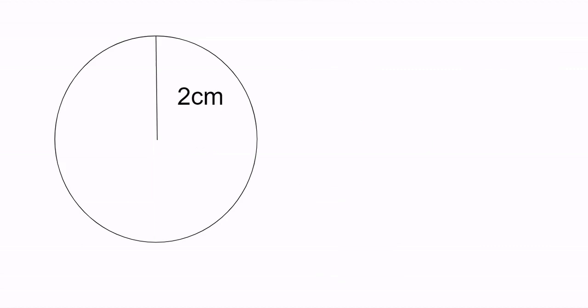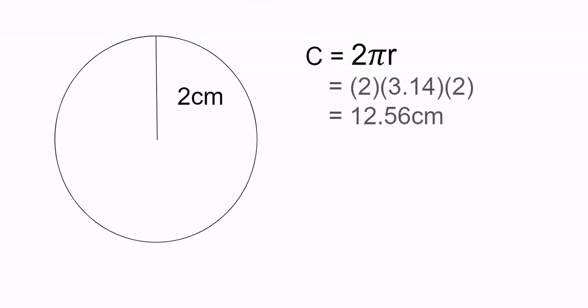Now let's consider this circle right here with the radius of 2 centimeters. To find the circumference of this circle, we would need to use the formula 2 pi r, because here we're given the radius. So to find the circumference, we simply substitute in 2 for the radius, and we multiply the three numbers, and this gives us 12.56 centimeters. So the circumference of this circle is 12.56 centimeters.